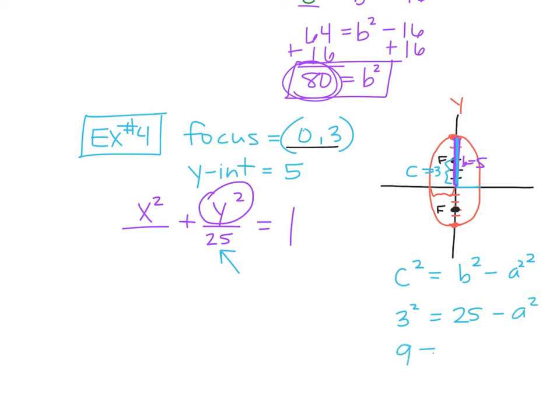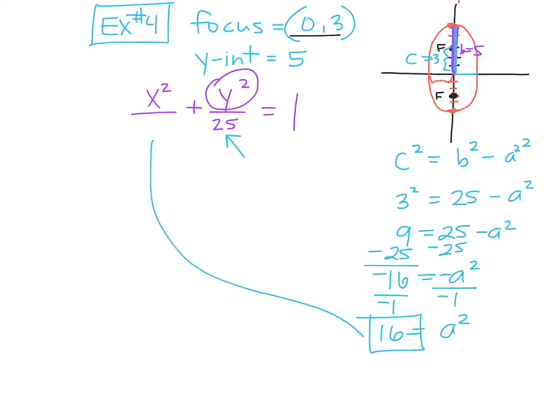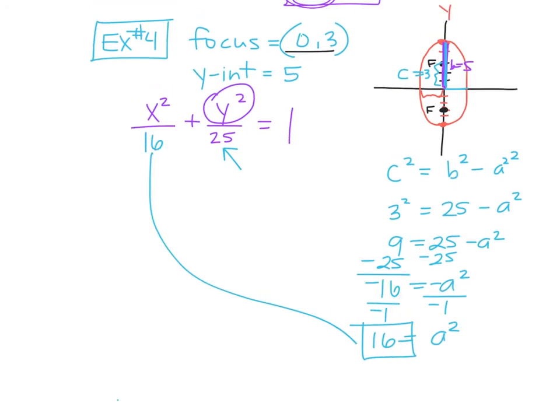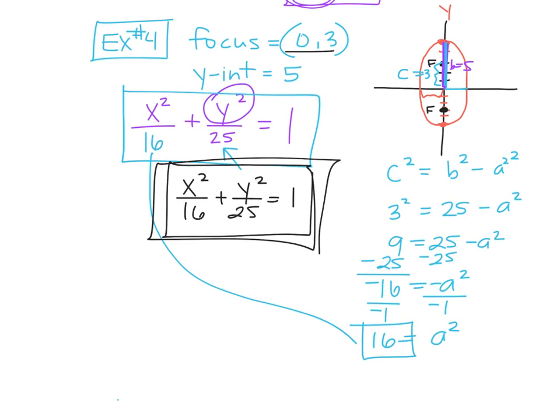So if we plug in what we know, C is 3. So we're going to say 3 squared. B squared, we already know, is 25, minus a squared, which is what we're solving for. So 9 equals 25 minus a squared. We're going to take away the 25, and you get negative 16 equals negative a squared. And then just to simplify, we divide by negative 1. So a squared is 16, and that is going to go here. So your equation, we'll just rewrite that. There's a lot going on there. X squared over 16 plus y squared over 25 equals 1. And that's your answer. Okay.